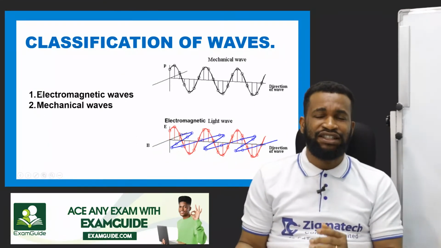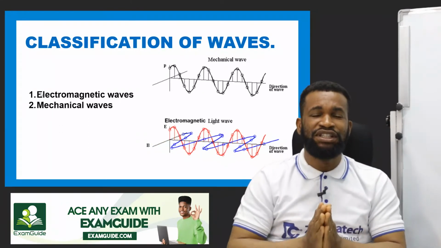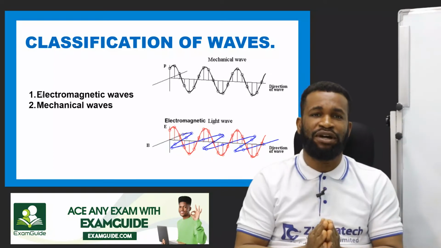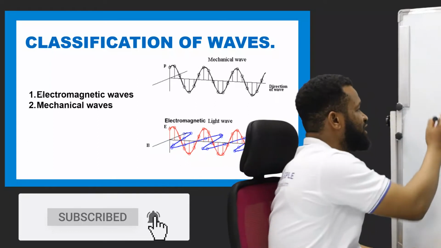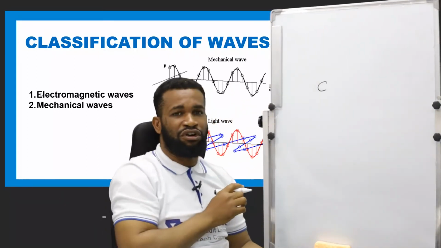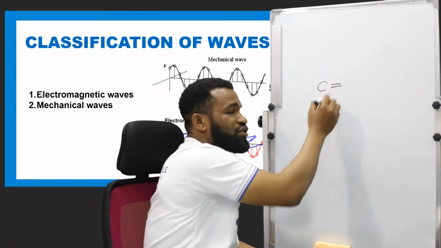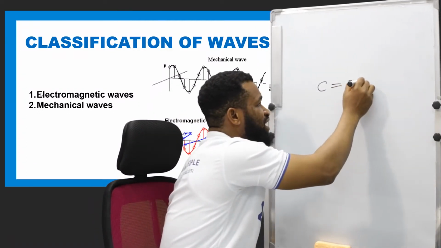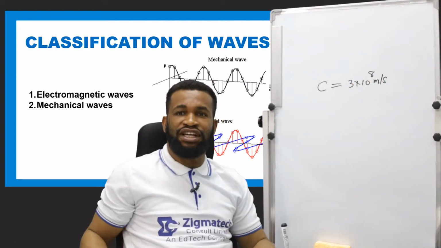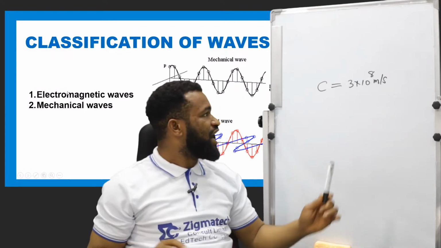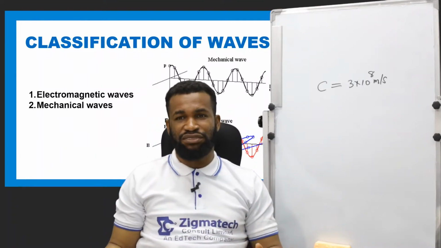However, these kinds of waves have the speed of light. That means they have about 300 million meters per second. That is the speed. If you go to some advanced physics, they use C to represent speed, unlike in mechanics, where we use V. So we have 3 times 10 raised to power 8 meters per second. What I mean is all these electromagnetic waves have this speed. That is 300 million meters per second.